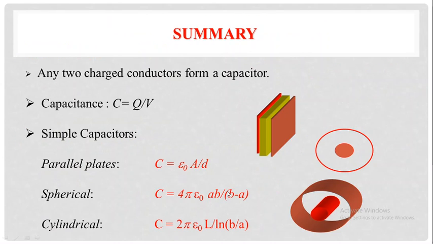Finally we see a summary of what we learned in this section. Any two charged conductors form a capacitance. Capacitance C is equal to Q upon V. For parallel plate, the equation is epsilon naught A by D. For spherical, 4 pi epsilon naught AB divided by B minus A. And for cylindrical capacitor, C equals 2 pi epsilon naught L divided by ln of B by A. This is the information regarding capacitance.